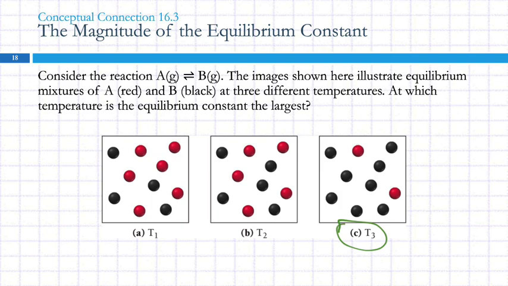A large equilibrium constant means the reaction goes far to the product side. So in this picture, we see a lot of the product, the black spheres, and very little of the reactant. This one has more product than either of those. Which of these has the smallest equilibrium constant? A. A would have the smallest because it's got the most reactant relative to product.